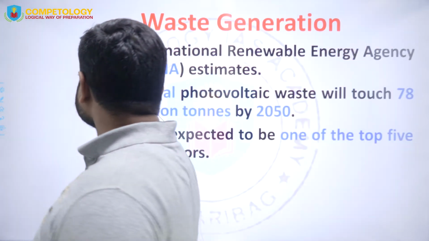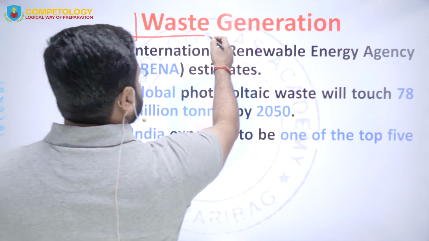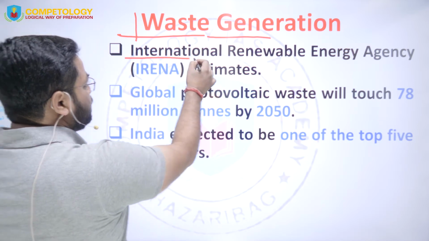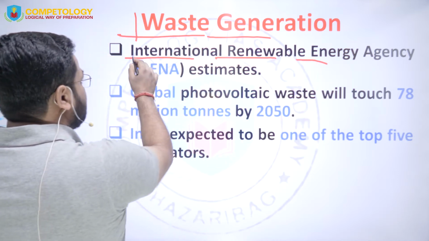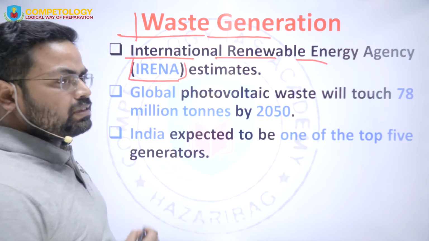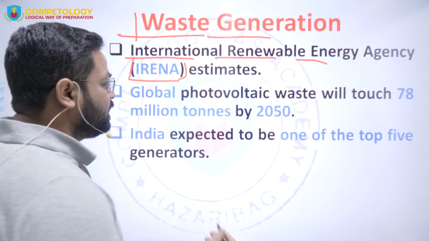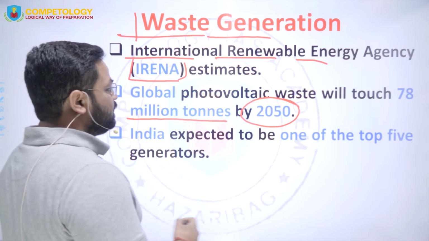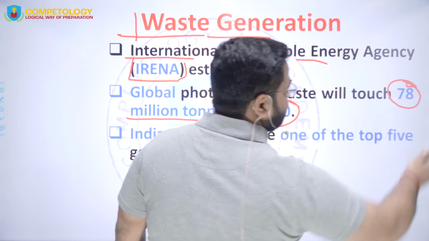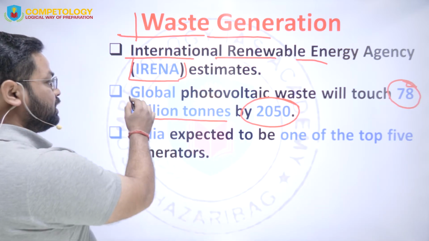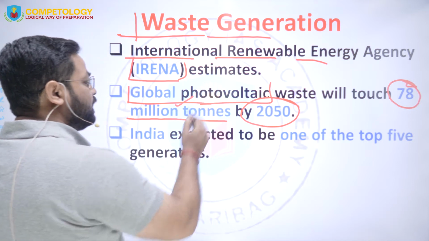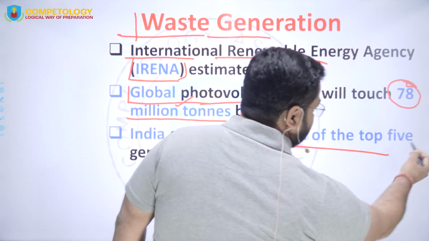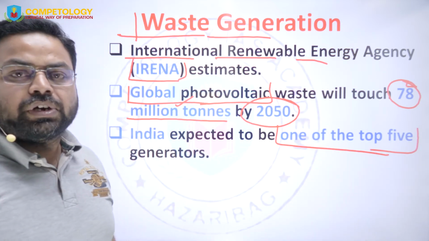So if we consider the waste generation from PV waste, according to the International Renewable Energy Agency, IRENA, it has estimated that by the year 2050 there will be generation of around 78 million tons of photovoltaic waste globally. This is the global estimation, not only for India, but India will be among the top 5 nations that will be generating the photovoltaic waste.